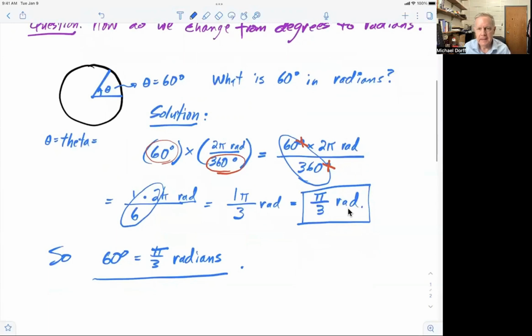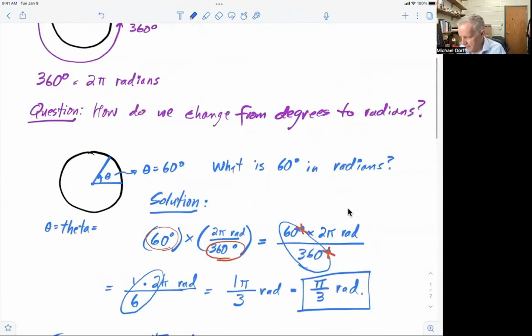All right. Again, the key step here was to multiply the original degrees by a ratio, a fraction that has 2 pi on it and 360 degrees. And because I start with degrees, I want degrees on the bottom and radians on the top, so that when the degrees cancel out, I have radians on the top and I get my answer.